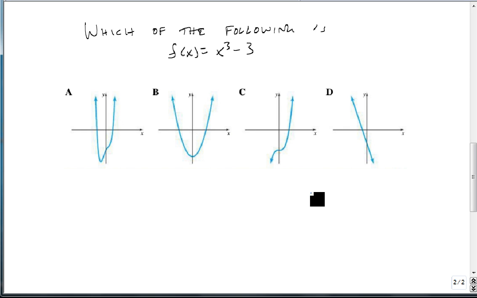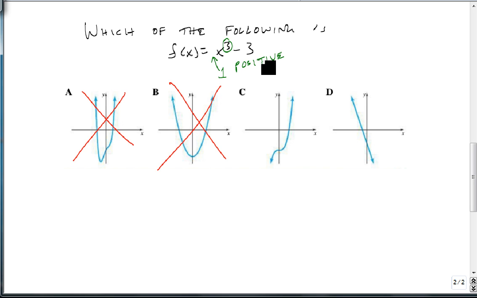So we have, which of the following is f of x equals x cubed minus 3. Now, because it's an x cubed, and this is true for all of the odds, it means one's up and one's down. So this one's ruled out because they're both going up. This one's ruled out because they're both going up. And so the only two it could be are C or D. Well, if we remember what we said, we look at the lead number, and the lead number is a 1 because nothing's there, and it's positive.